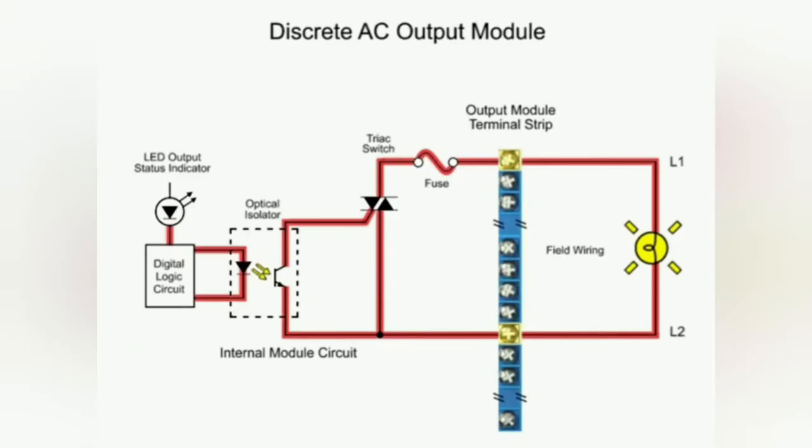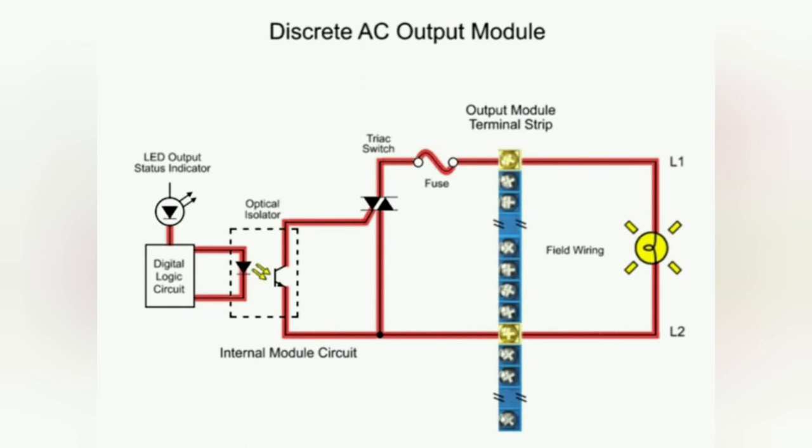This is the internal circuit diagram of a discrete AC output module. In this diagram, a triac is used as a switching device and a lamp is used as a control device. If the status of the output terminal is 1, then the latch logic circuit sends an on-state signal to the triac through the optical isolation circuit. For an on-state signal, the triac acts as a closed switch and connects AC power to the lamp. Therefore, the lamp will turn on.